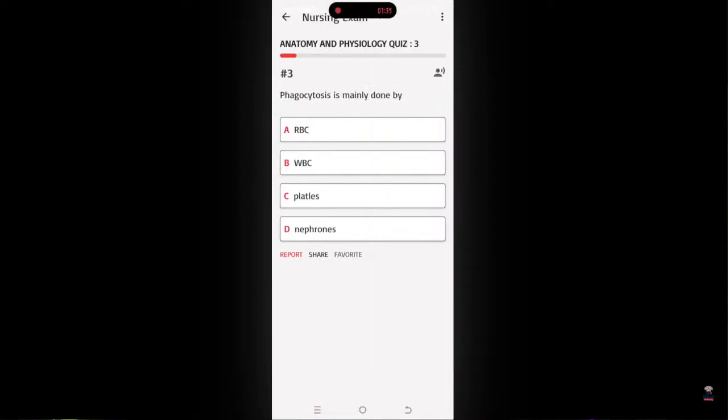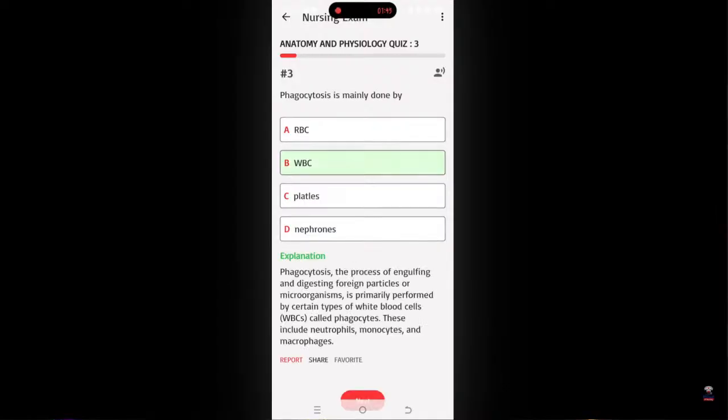Phagocytosis is mainly done by A. RBC. B. WBC. C. Platelets. D. Nephrons. Correct answer. Phagocytosis, the process of engulfing and digesting foreign particles or microorganisms, is primarily performed by certain types of white blood cells (WBCs) called phagocytes. These include neutrophils, monocytes, and macrophages.